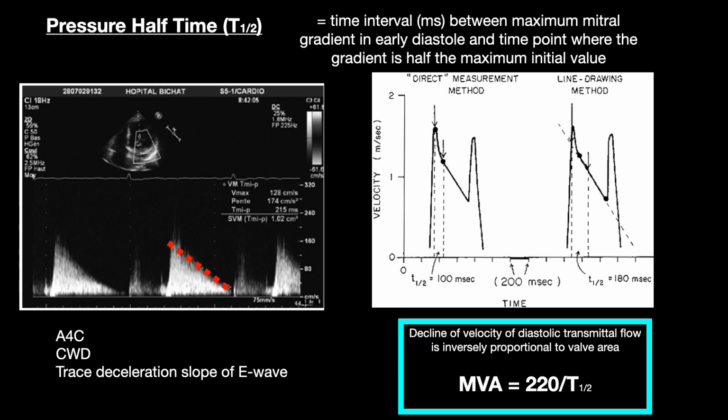This measurement is less reliable in the elderly, probably because of the high incidence of diastolic dysfunction in that population as we age.